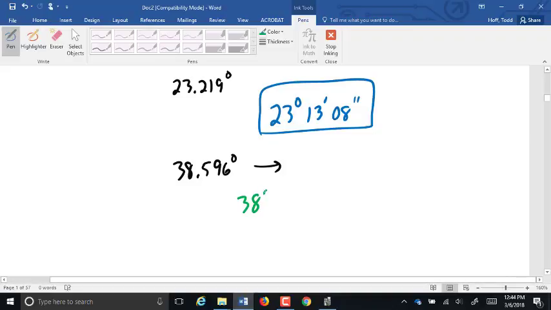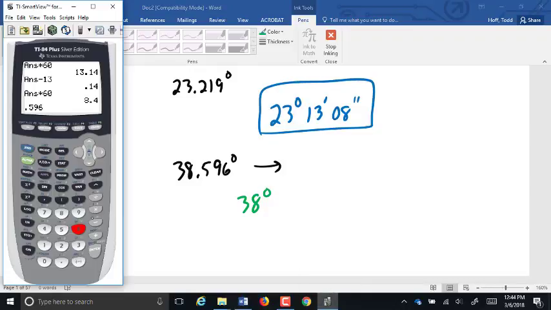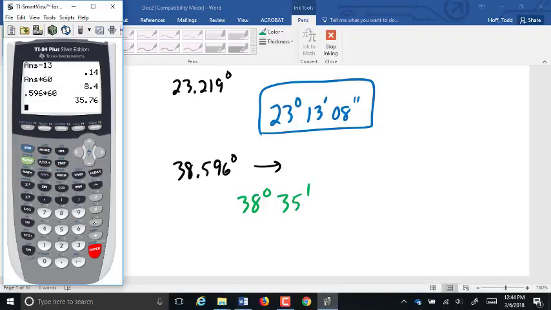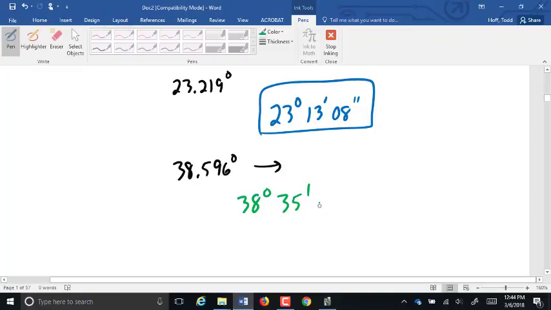38. Good. So then we take the 0.596 times 60 to get 35.76. That's 35 minutes. Then what do we do with that? Okay, I'll subtract off the 35 to get the 0.76. And you're right. Times 60 is 45.6 or 46 seconds. Any questions?